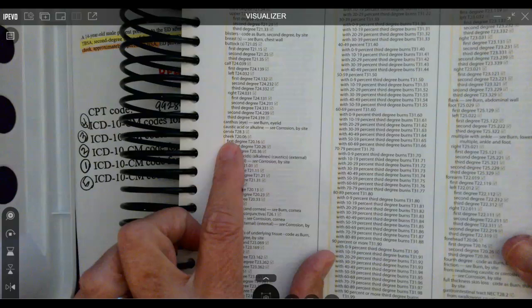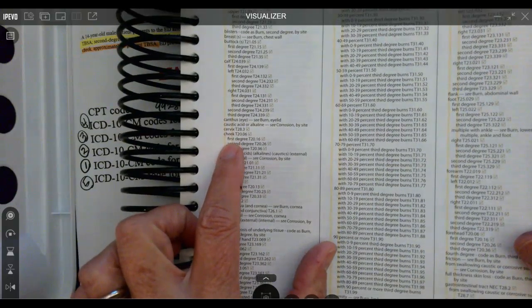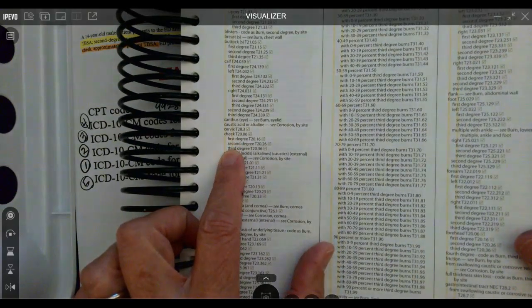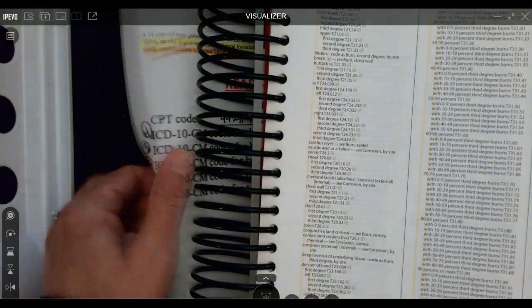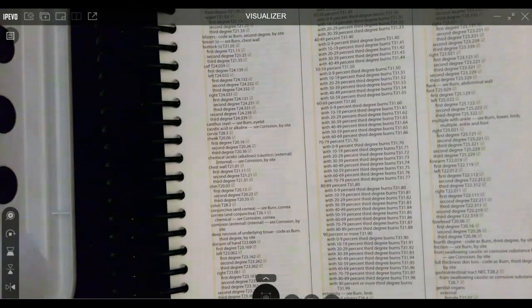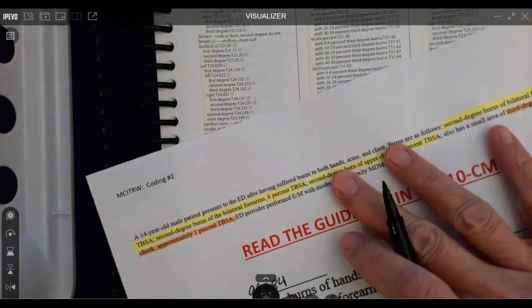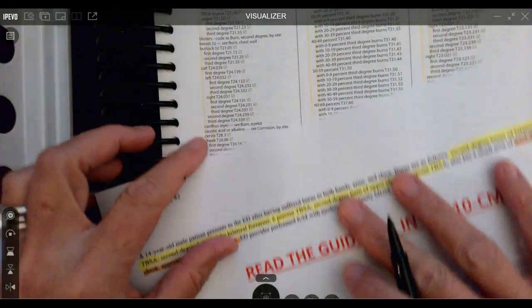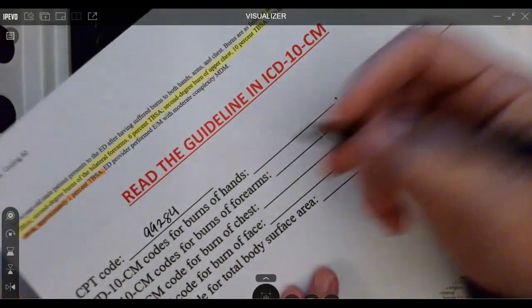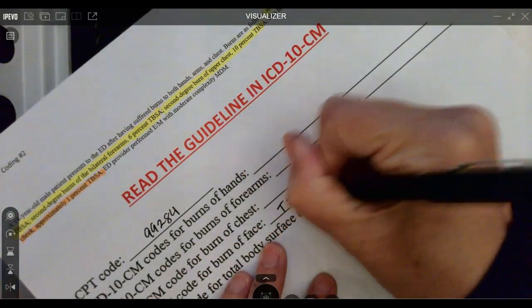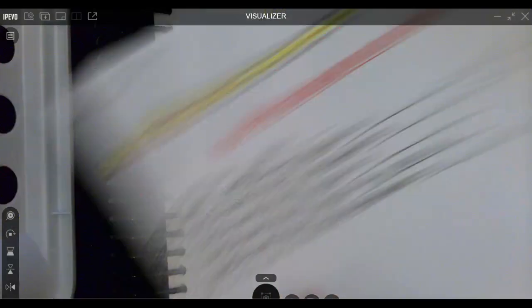So we get to burn cheek. See, it always redirects you where you need to go. So make sure you follow those instructions. It's a third degree burn, so we're going to write down T20.36. That is not the full code, but we're going to write it down so that we have something to go off of, T20.36. Okay, so we'll start there.